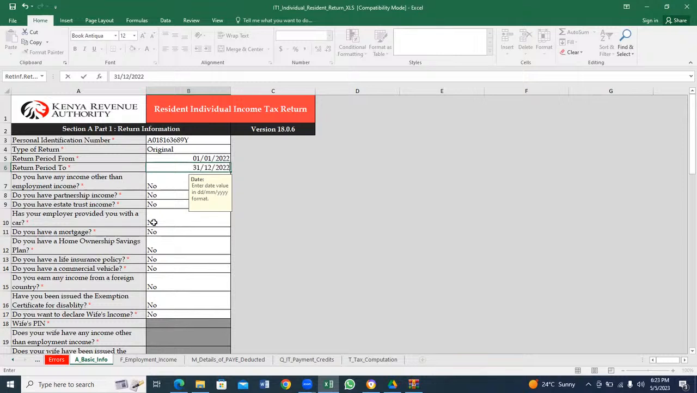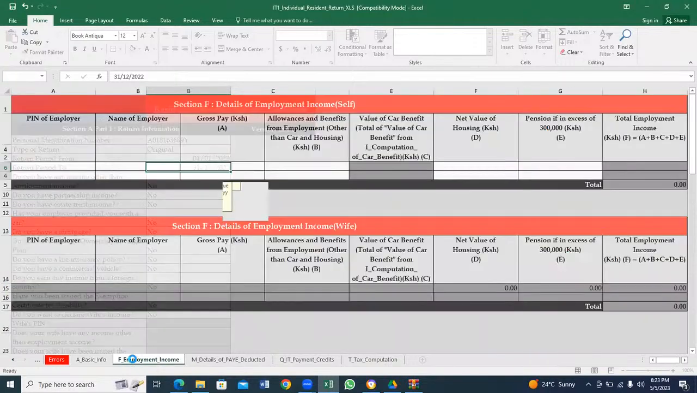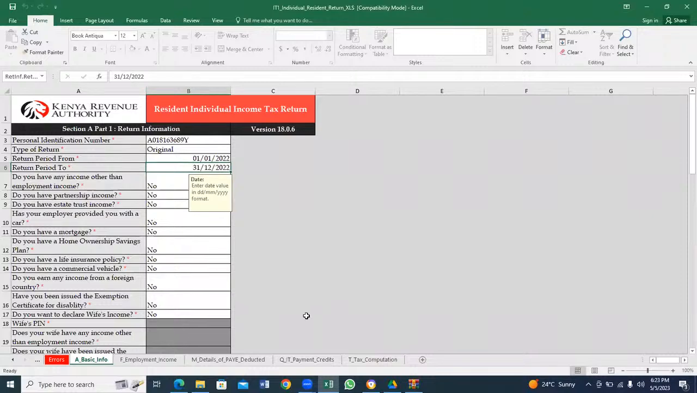Let's check the instance. First of all, I'm taking the instance where this Jane Mungai did not have a mortgage, did not have an education policy, did not have NHIF, etc. What could her tax status be? What could her return look like? Next we go to sheet F, where you feed the total employment income.